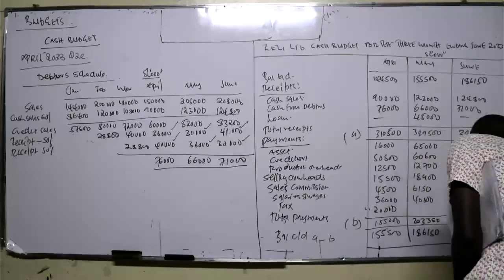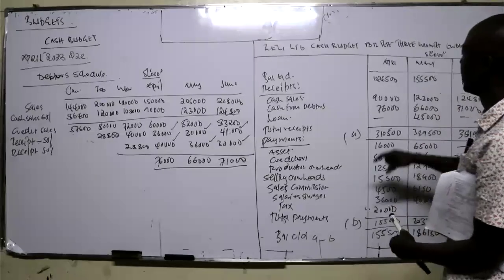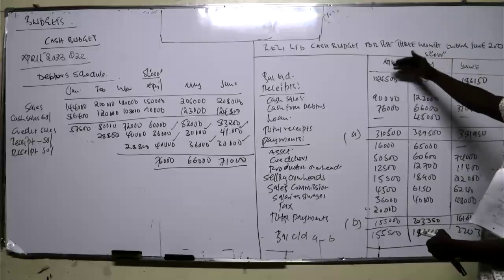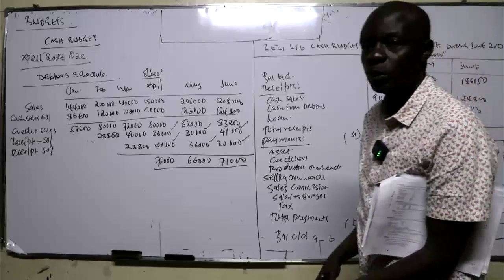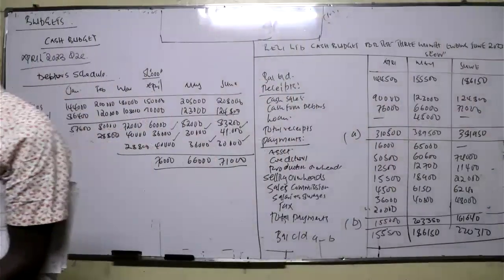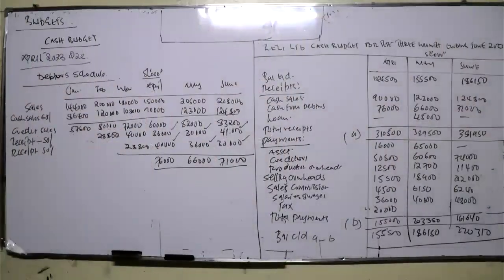So that is how we make the cash budget. So this one will be the cash budget. This is how they anticipate to get their cash and how they anticipate to spend it during that period. So this is very relevant, cash budgets, very relevant. Any question? So you can write that one very fast before we do another one.